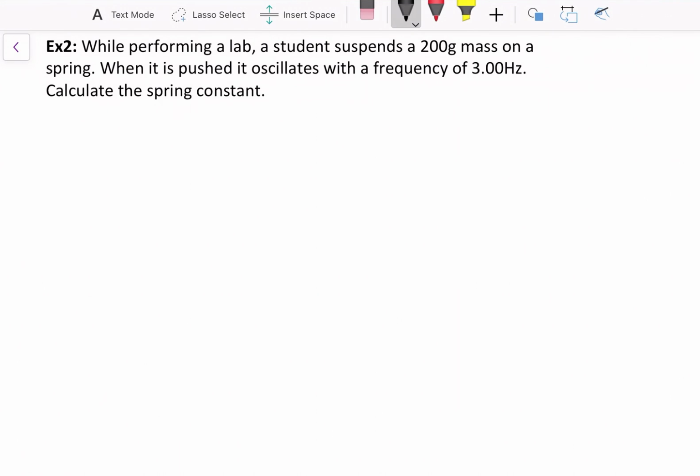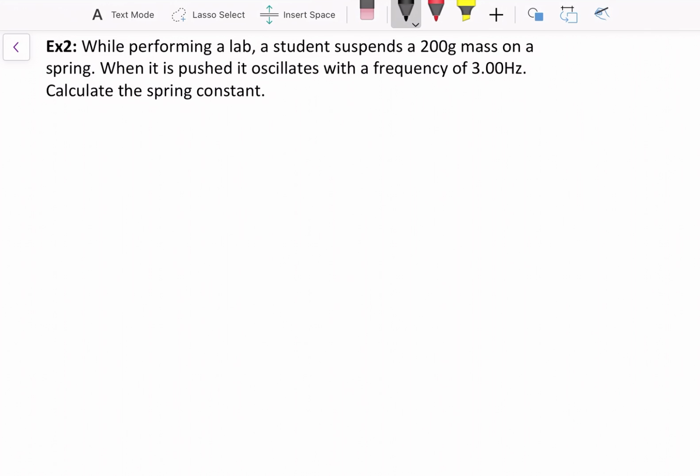All right, let's look at a second example from our simple harmonic motion unit. Again, I recommend pausing the video here, taking a look at the question, and trying to figure it out on your own before looking at my solution.